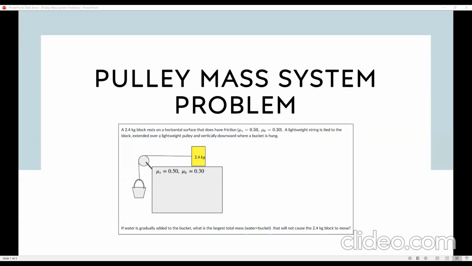A lightweight string is tied to the block, extends over a lightweight pulley and vertically downward, where a bucket is hung. And so the question asked is, if water is gradually added to the bucket, what is the largest total mass, water and the bucket included, that will not cause the 2.4 kilogram block to move?